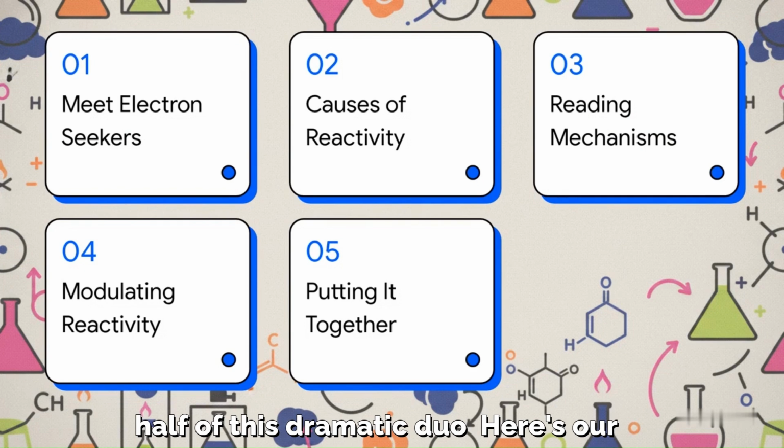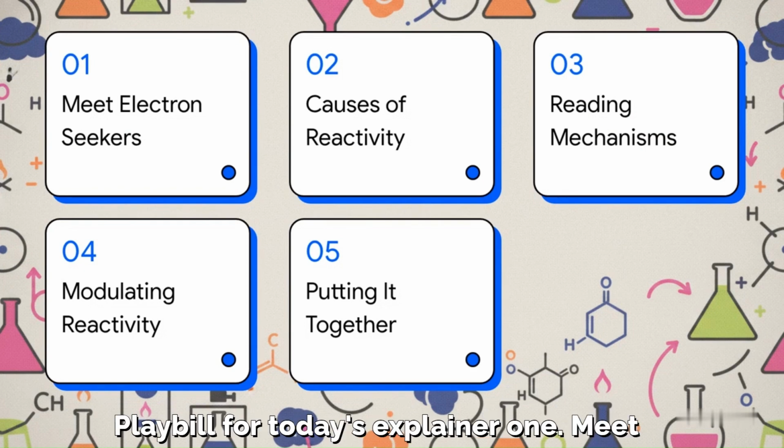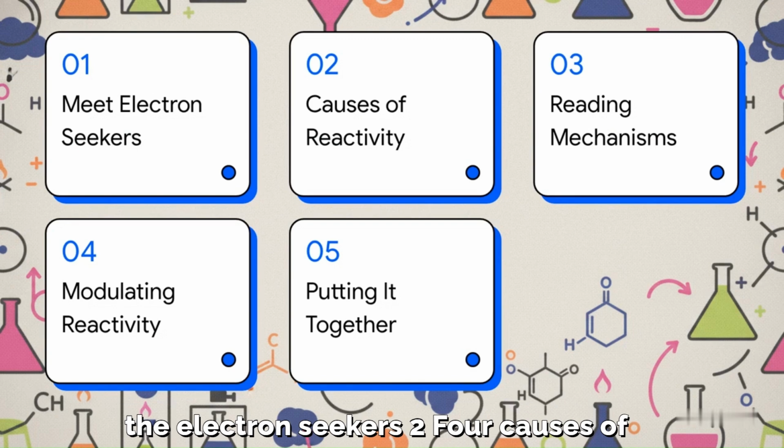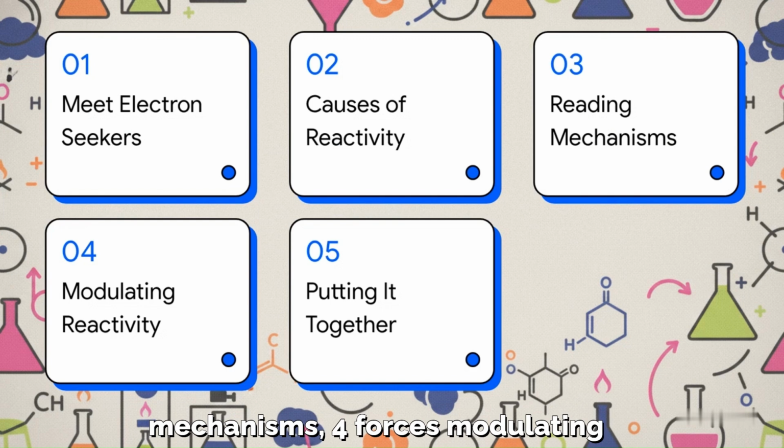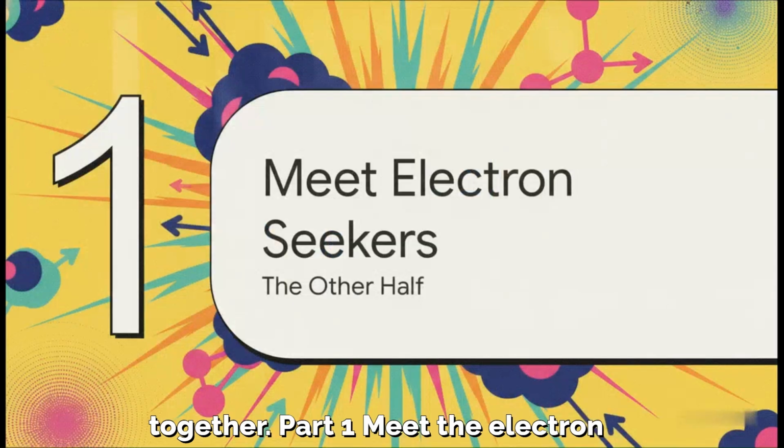So, here's our playbill for today's explainer. 1. Meet the electron seekers. 2. 4 causes of electrophilicity. 3. Reading reaction mechanisms. 4. Forces modulating reactivity. And 5. Putting it all together.